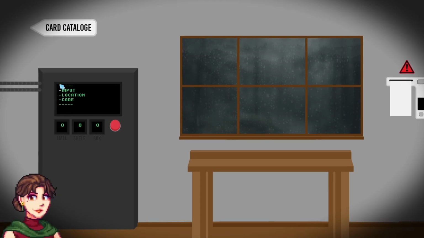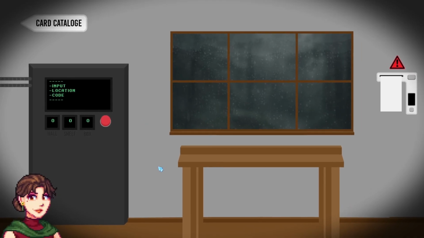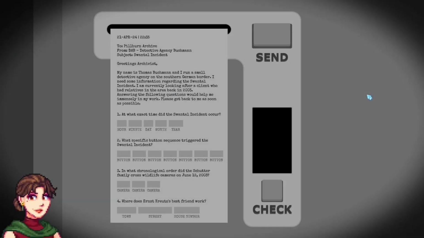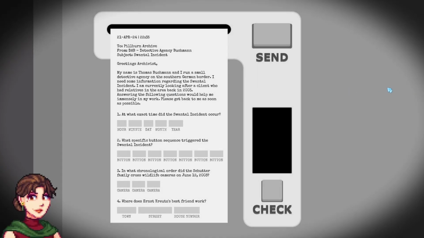Okay, card catalog, input, location, code, whole shelf box. Okay, I guess we... okay, here we go.